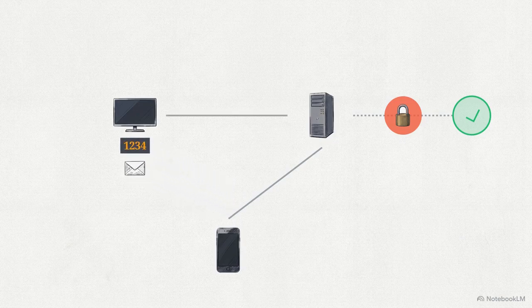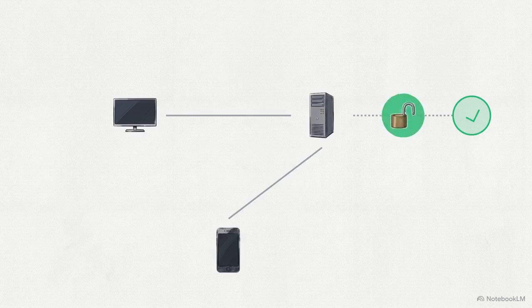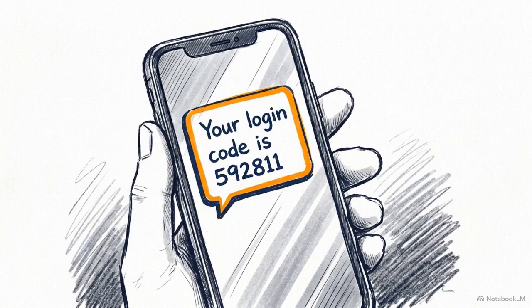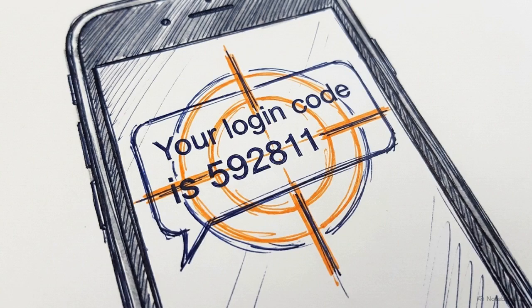The server verifies both pieces of evidence side by side. The red lock turns green, and you are securely logged in. MFA is an excellent shield, but the specific tools you use matter. For years, the most common way to get that second code was through a standard SMS text message. But text messages have become a major target for attackers.